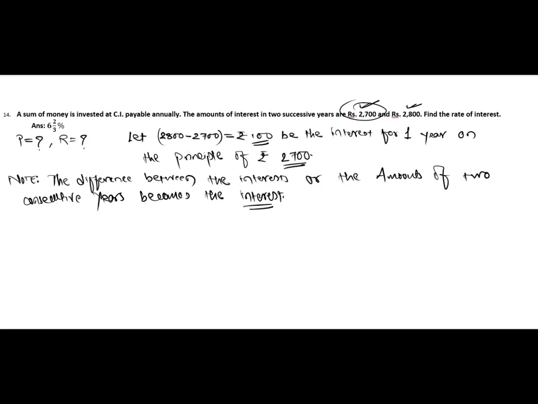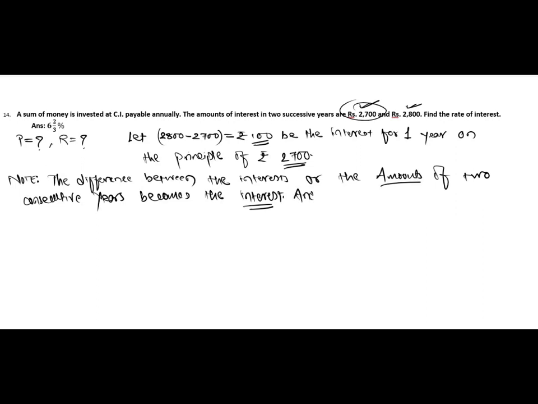So you must be wondering why sir is saying amount. There is no amount over here. But in some questions, you will also find they are giving you amounts of two consecutive years. So the same method has to be used. The difference between the interest or the amounts of two consecutive years becomes the new interest.